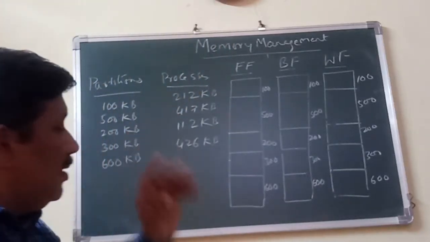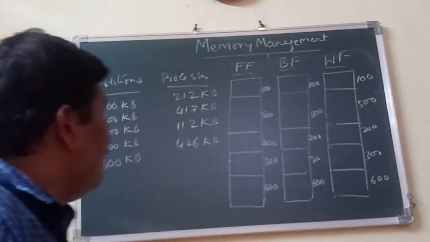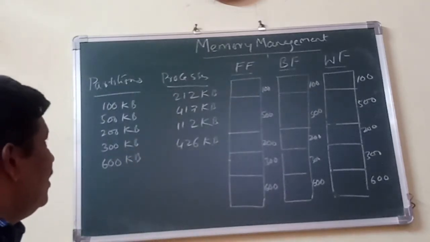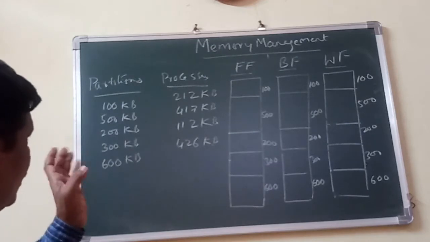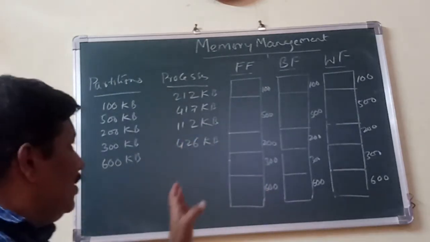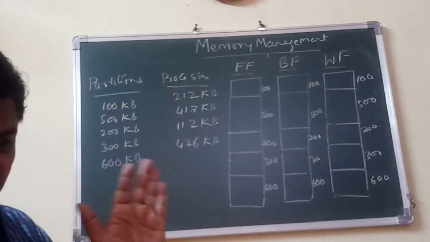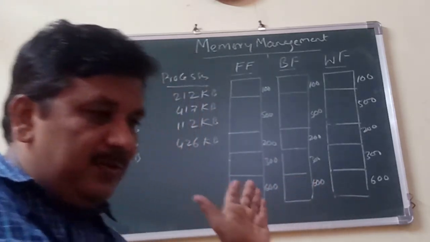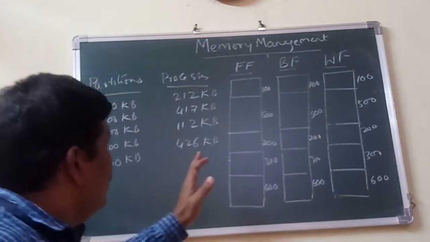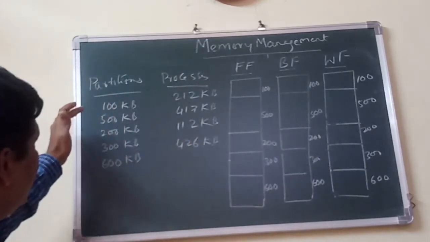So we'll consider one problem based on the different memory allocation methods, that is first fit, best fit and worst fit. It is all based on multi-programming with variable number of tasks, right? So these are the variable partitions.